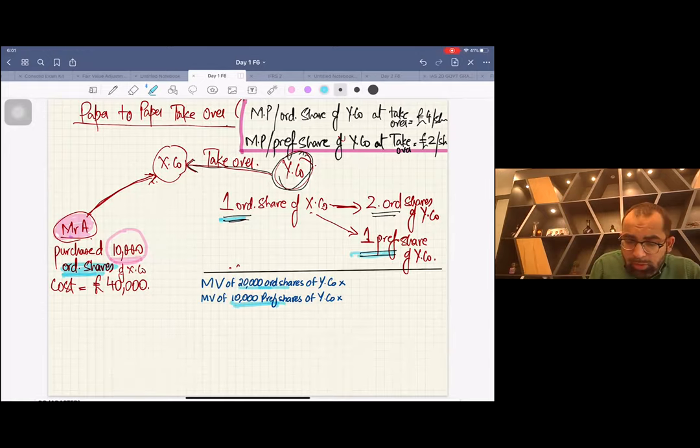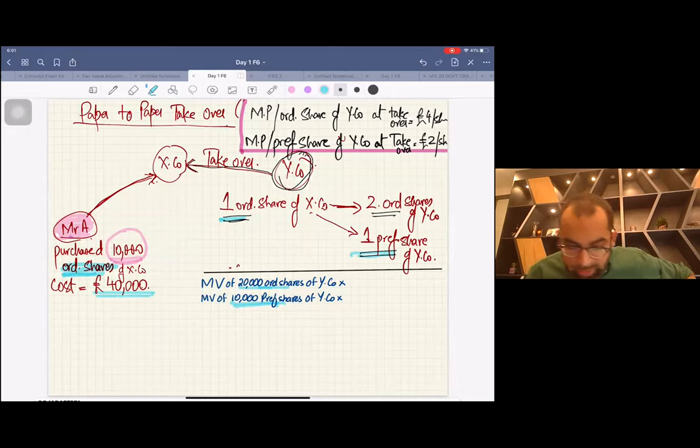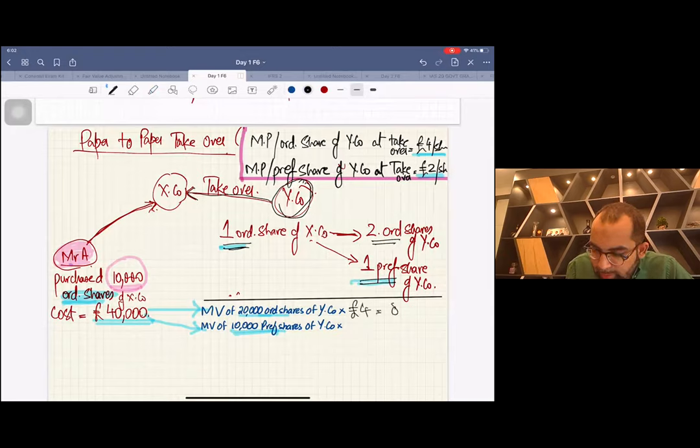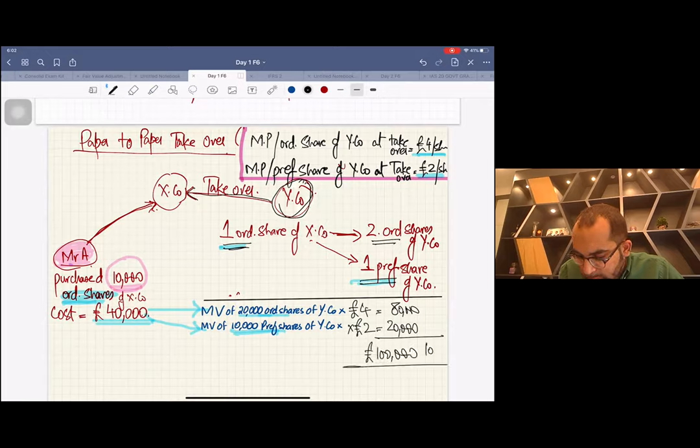So that means this original cost of 40,000 must be apportioned between these two, ordinary and preference. Yes. And you know, for apportionment, we need a base. And here the base is the market price. Base is basically the market values or market price of shares of Y company at the date of takeover. See at the top of the question, what is the market price per ordinary share? £4. So 20,000 ordinary shares multiplied by four is £80,000. Okay. And the market price per preference share is £2. So it's 10,000 times £2, which is 20,000. Can you calculate it? Yes. Total market value is 100,000. And this 100,000 is equal to 100%.